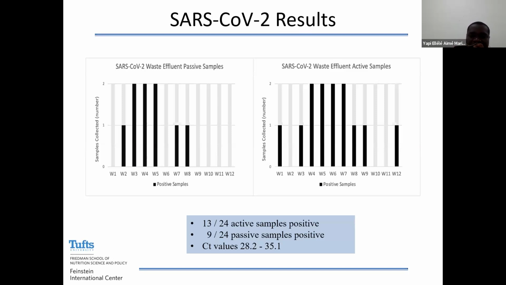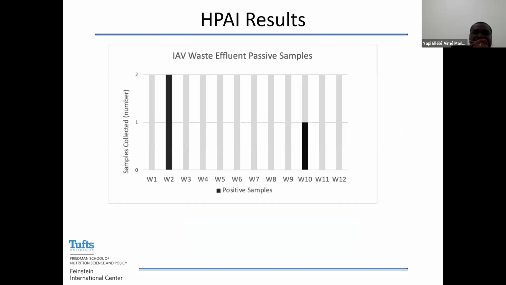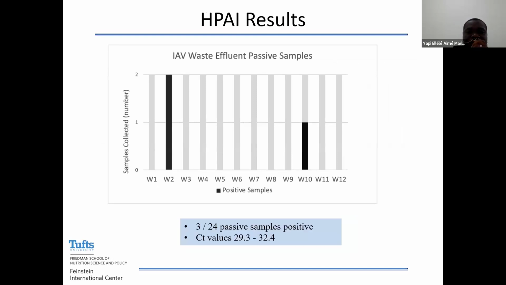About avian influenza, the result is week 2 positive sample and week 10 positive sample. So about avian influenza, we have 3 positive samples of 24 samples.